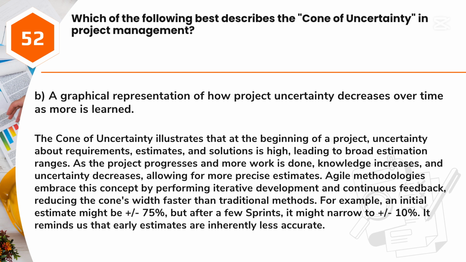Agile methodologies embrace this concept by performing iterative development and continuous feedback, reducing the cone's width faster than traditional methods. For example, an initial estimate might be plus or minus 75%, but after a few sprints, it might narrow to plus or minus 10%. It reminds us that early estimates are inherently less accurate.